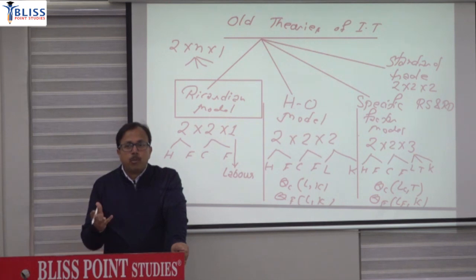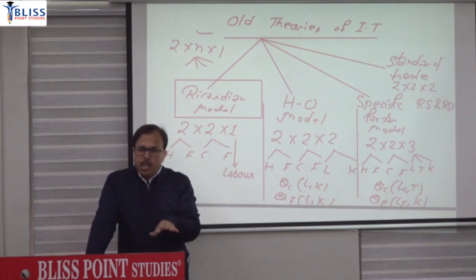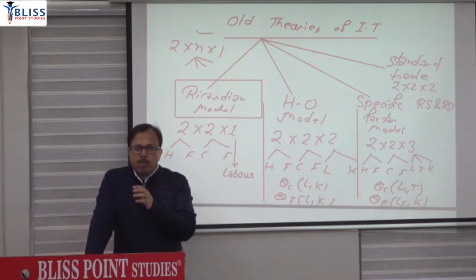So out of 10 products, how many products will be produced by the home country? How many products will be produced by the foreign country? Then you have to apply that concept. This is the application part. So usually the Ricardian model is 2 by 2 by 1, but it can be generalized for a multiple goods model also.